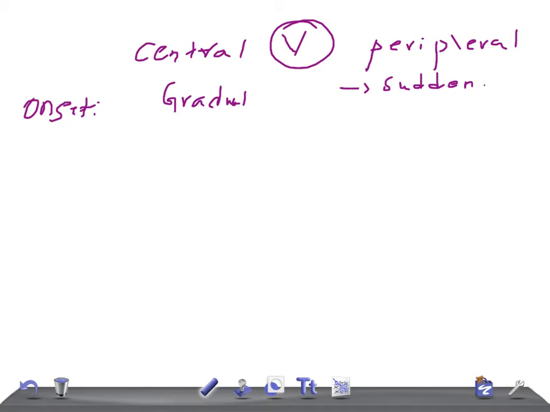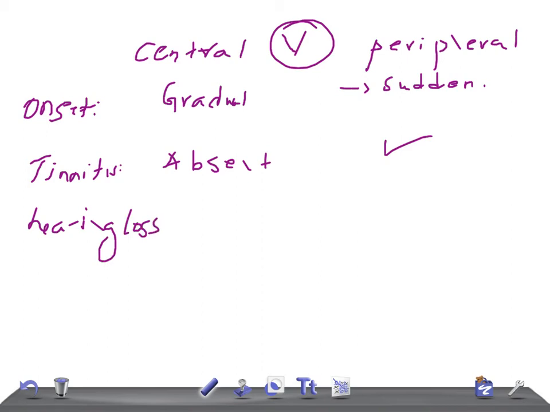Let's talk about tinnitus and hearing loss. Tinnitus will be absent in central vertigo because the ear and labyrinth are not affected. That's why tinnitus is absent, while it is present in peripheral vertigo. Similarly, hearing loss will be absent in central vertigo, whereas it will be present in peripheral vertigo.